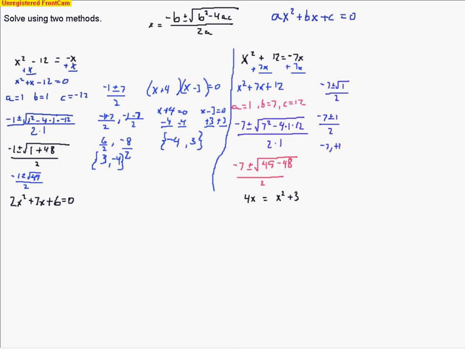Let's fix that real quick. Put a comma in there, didn't mean to. So negative 7 plus the 1 over 2. And we also have the negative 7 minus the 1 all over 2.